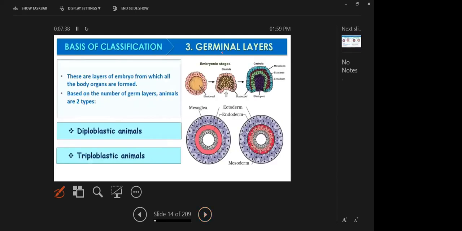Very importantly, the next one is the classification of organisms with respect to the germinal layers. What are germinal layers? Wait. I want online students to give the answer. Because I don't know whether they are sleeping or awake. Online students. Any one of you? Akash, Mukta, Nitya, Purvi, Sadhana, Soumya, Meda. Any one of you?